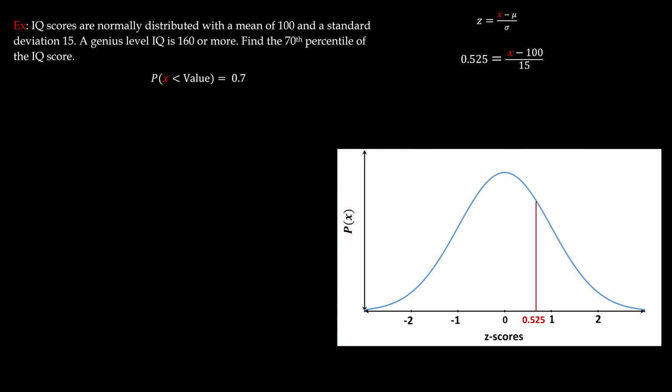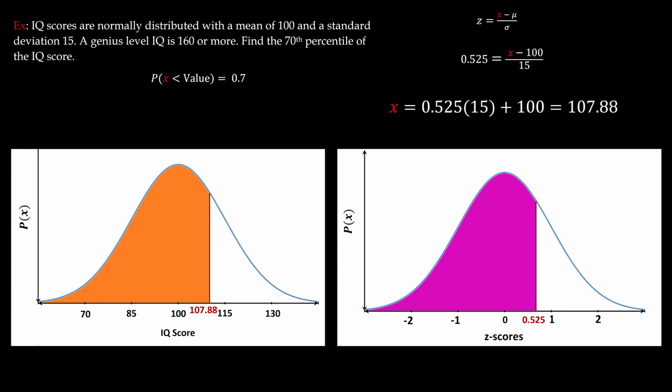Now we can use the z-score to find what IQ score it relates to. X is the unknown IQ score which is in the 70th percentile, and I can find it by using simple algebra. So if you get a 107.88 on an IQ test, that means you've scored better than 70% of the population.